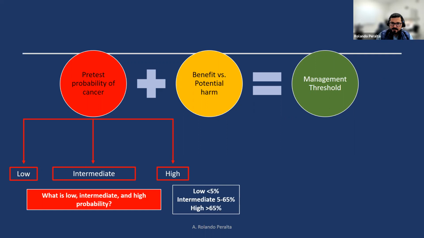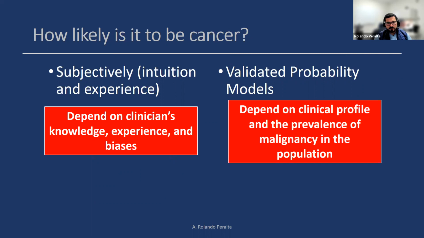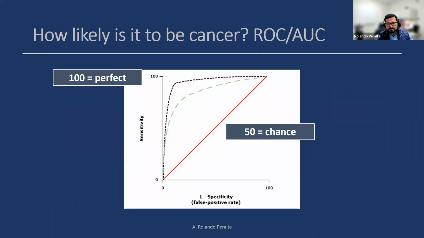So how likely is it to be cancer? We can do that subjectively, using intuition and experience, and that depends on your knowledge, experience, and biases, or you can use probability models. That depends on the clinical profile and the prevalence of malignancy in that specific population. Those are the two ways we can do that. So let's talk a little bit about probability models.